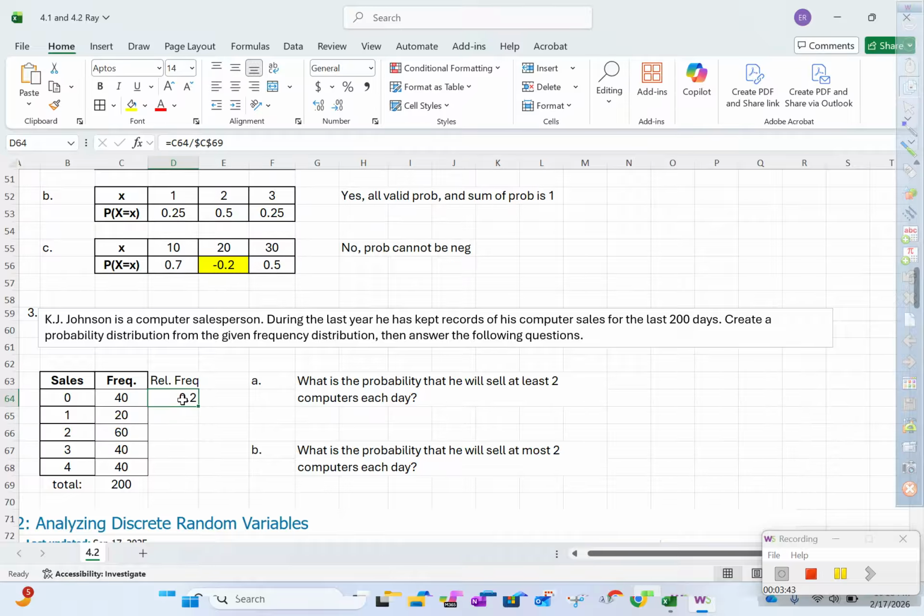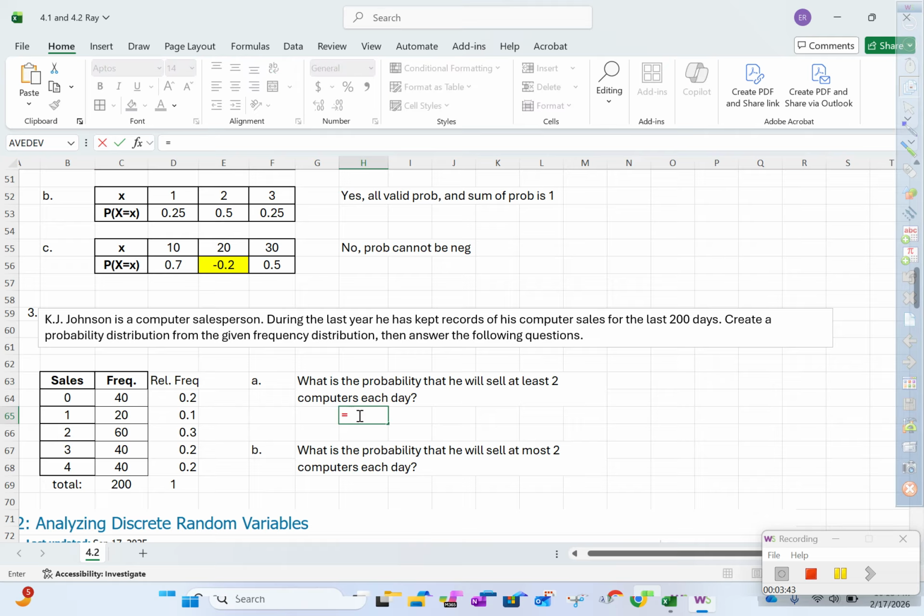Okay, from there we can drag down. And of course these have to add up to 1 as well, so I'm just going to drag that over to check. We're good there. So from here, we want to know what is the probability that this salesperson will sell at least 2 computers each day. At least 2 means we want 2 or more, so 2 or 3 or 4. So we're going to take the sum of those 3 probabilities that we just found.